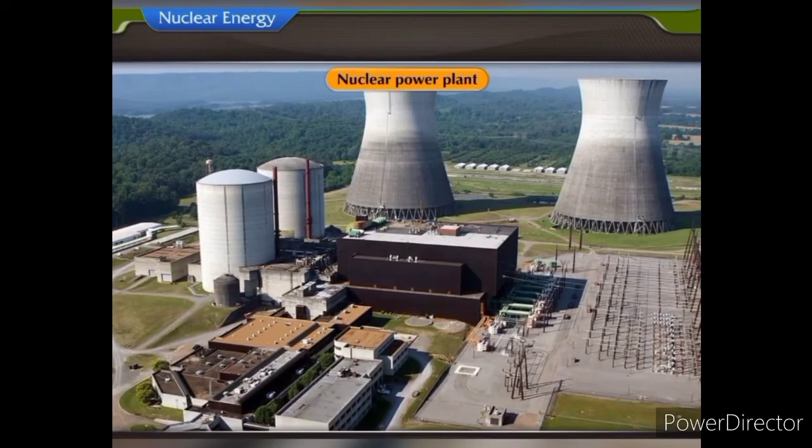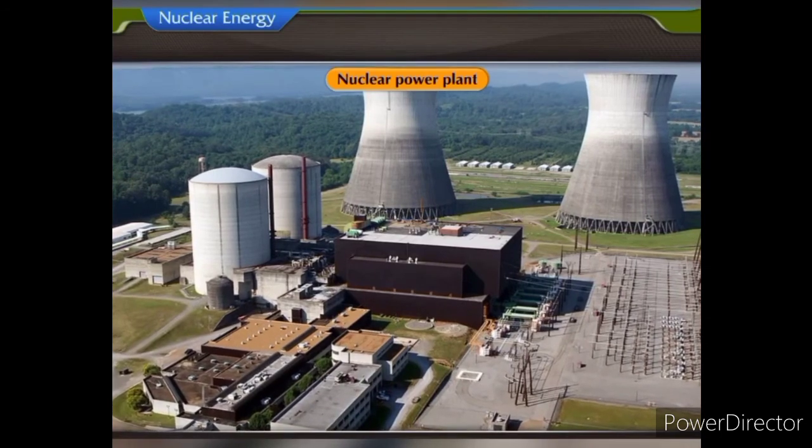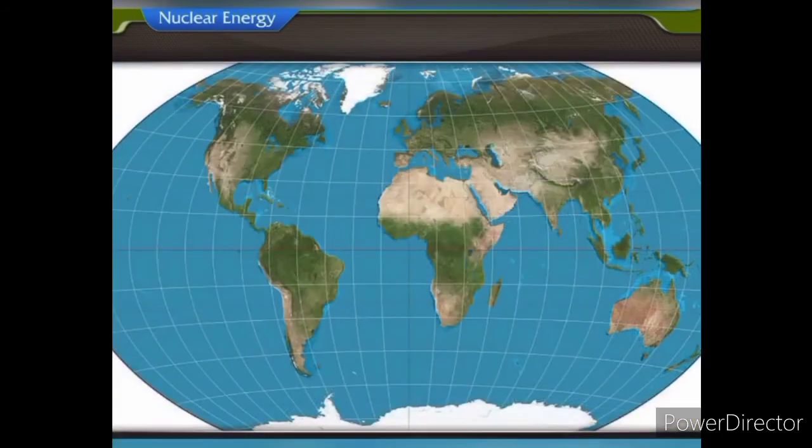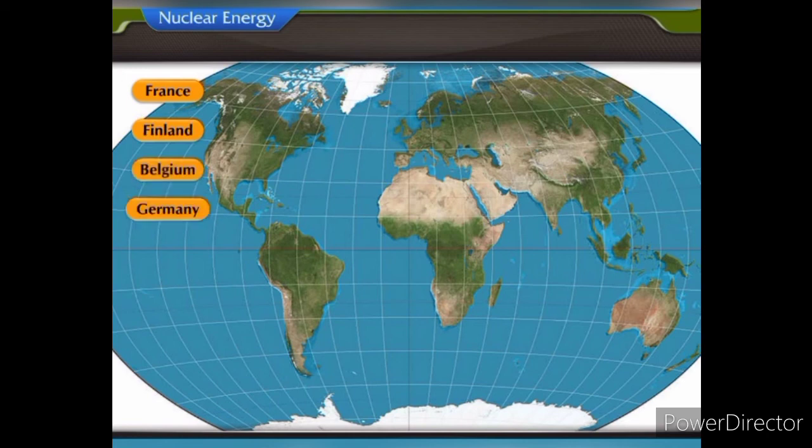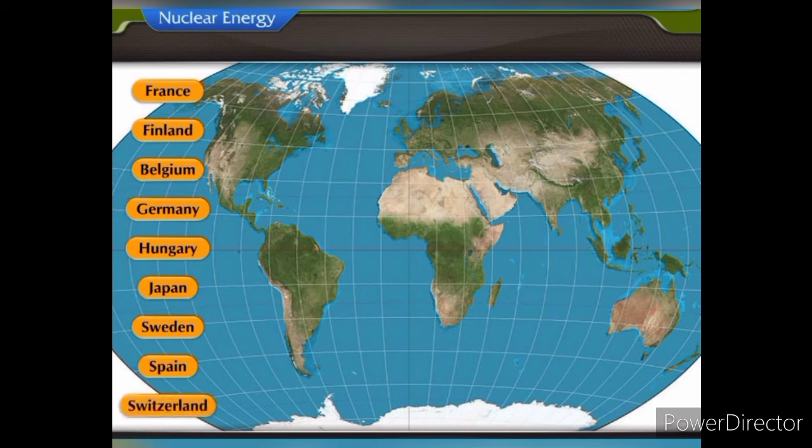Nuclear power is widely used for generation of electricity. Developed countries like France, Finland, Belgium, Germany, Hungary, Japan, Sweden, Spain, and Switzerland generate more than 30% of their total electric power by using nuclear energy.